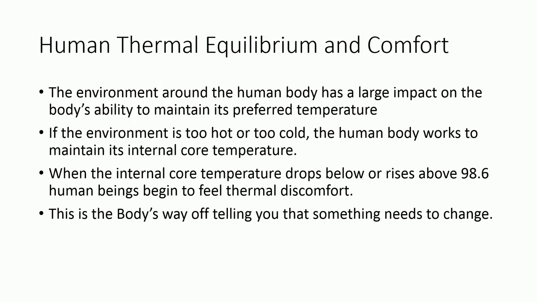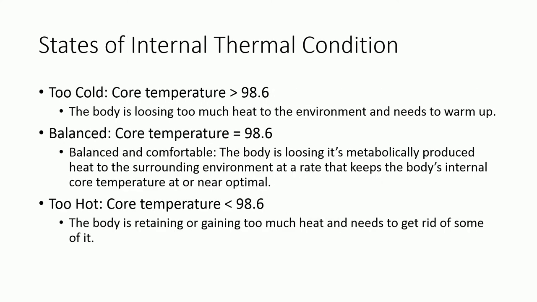All right. Okay, so the environment around us has a huge impact on how we maintain our equilibrium. Remember our discussion earlier about the different types of environments, whether it was hot and humid or cold and wet. Those things are going to come into play in trying to maintain our internal temperature. Right? So if our internal temperature drops below 98.6, the body's losing too much heat. Remember, it wants to stay in equilibrium, right? And so when the body starts to lose too much heat, it needs to warm up. If it's balanced, it's good, it's comfortable. It doesn't have to do anything other than to live.